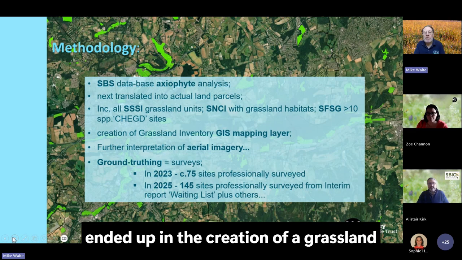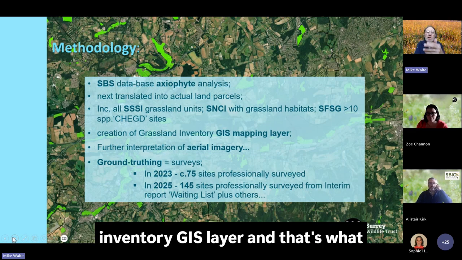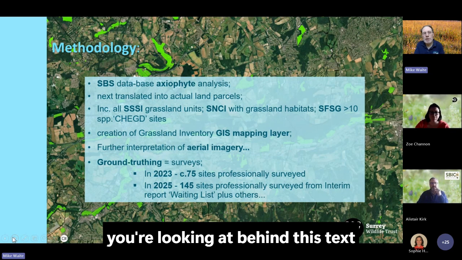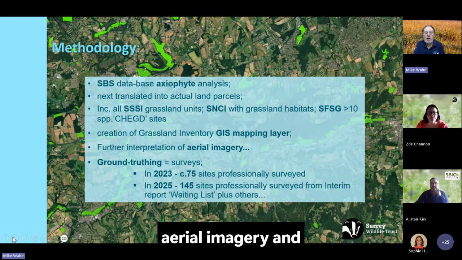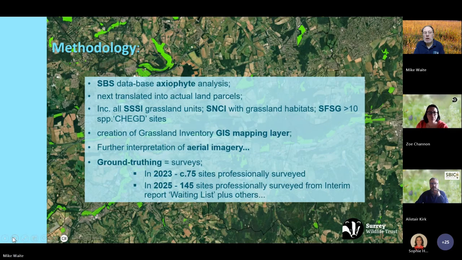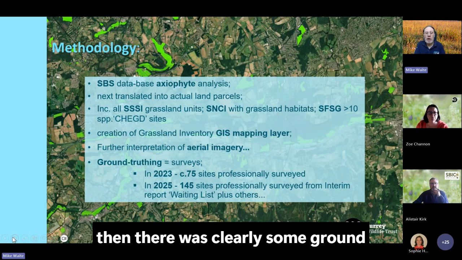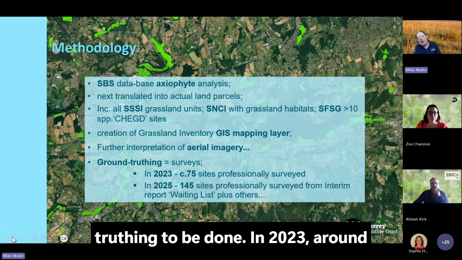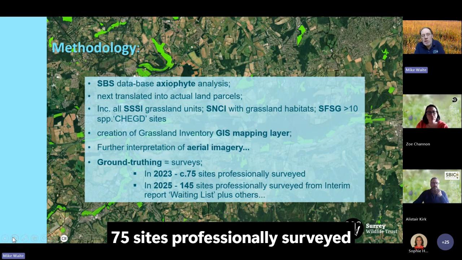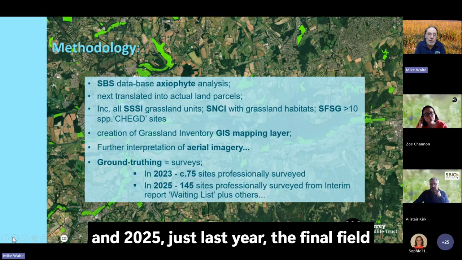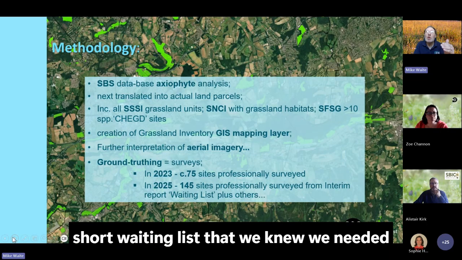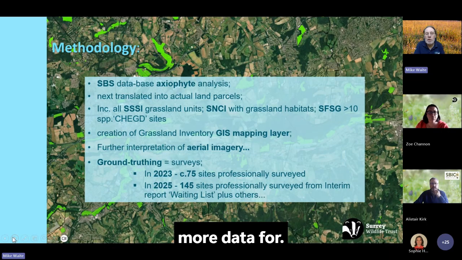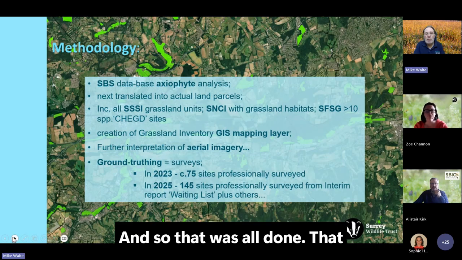So that ended up in the creation of a grassland inventory GIS layer, and that's what you're looking at behind this text box. And then lots of further interpretation from aerial imagery, and then there was clearly some ground truthing to be done. In 2023, around 75 sites were professionally surveyed, and in 2025, just last year, the final field season survey looked at 145 sites, which took out a short waiting list that we knew we needed more data for. And so that was all done.